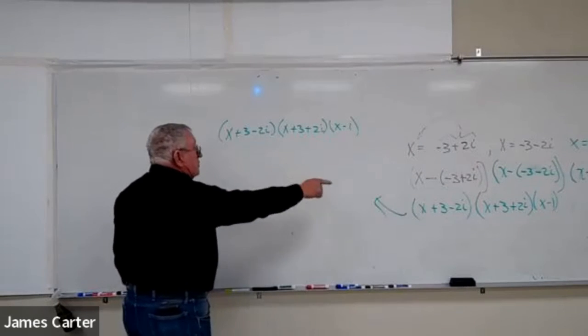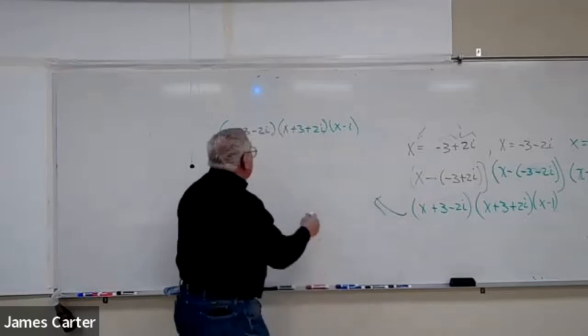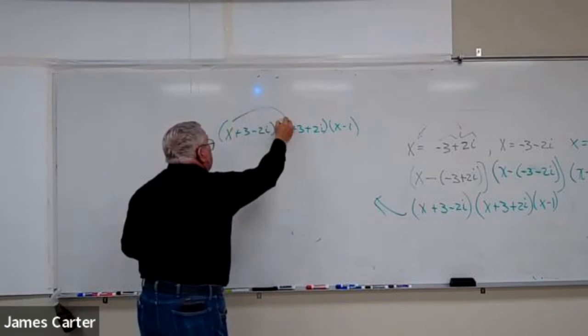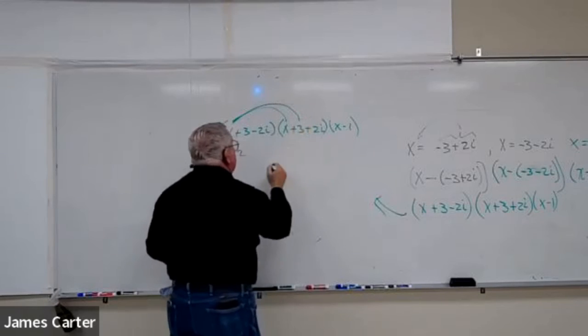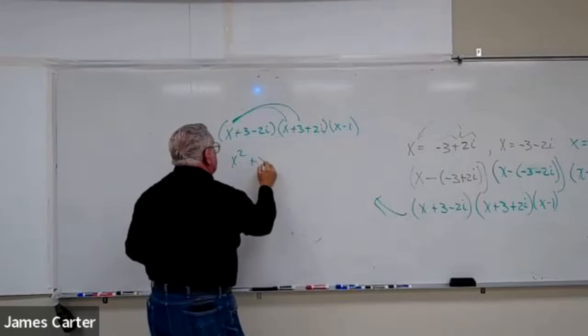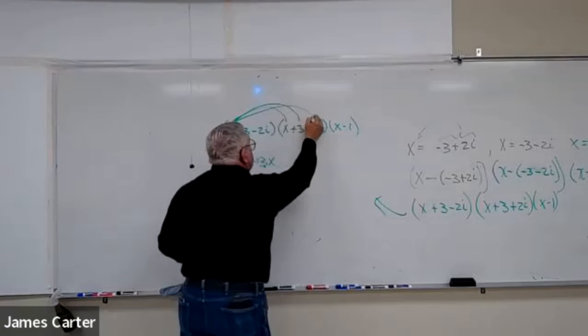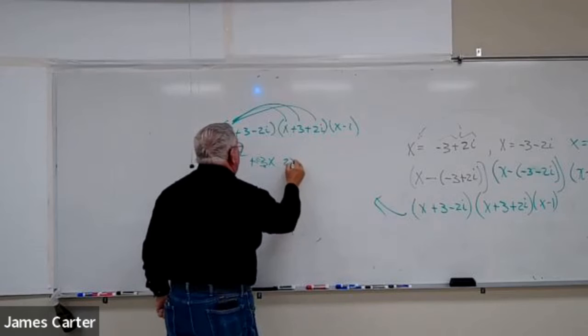Now, I've simplified this line. Now I'm going to multiply those. I'm going to take this times that, which is x squared. I'm going to take this times that, which is 3x. And I'm going to take this times that, which is 2xi.